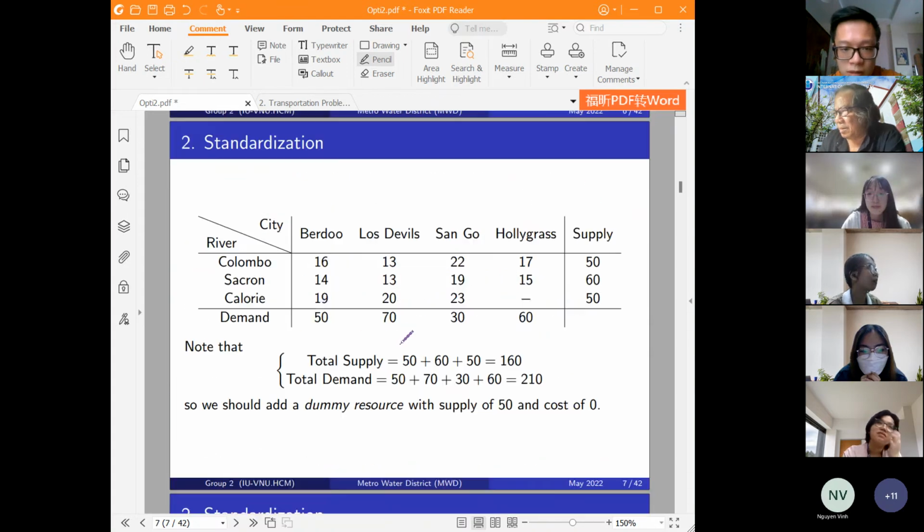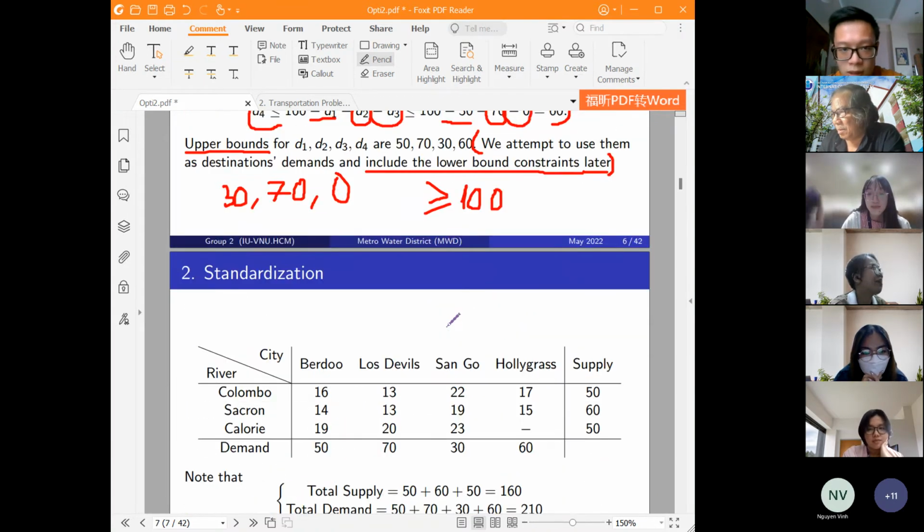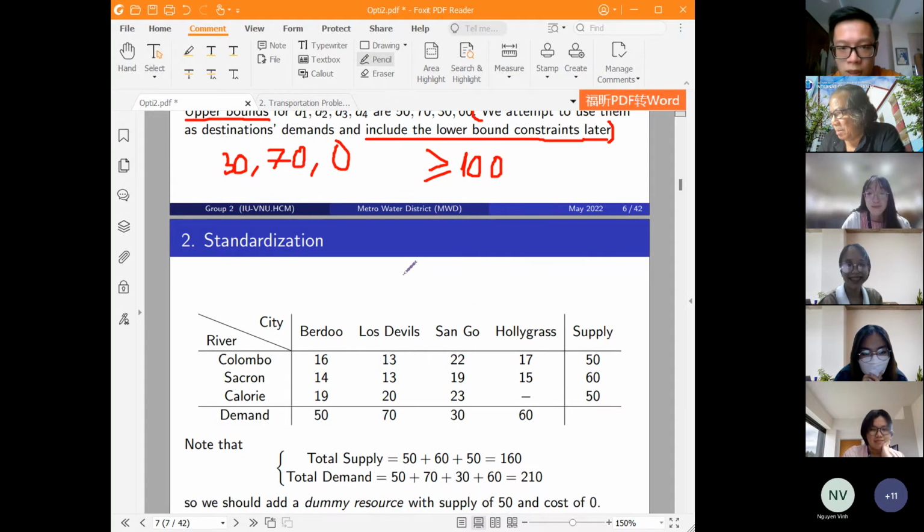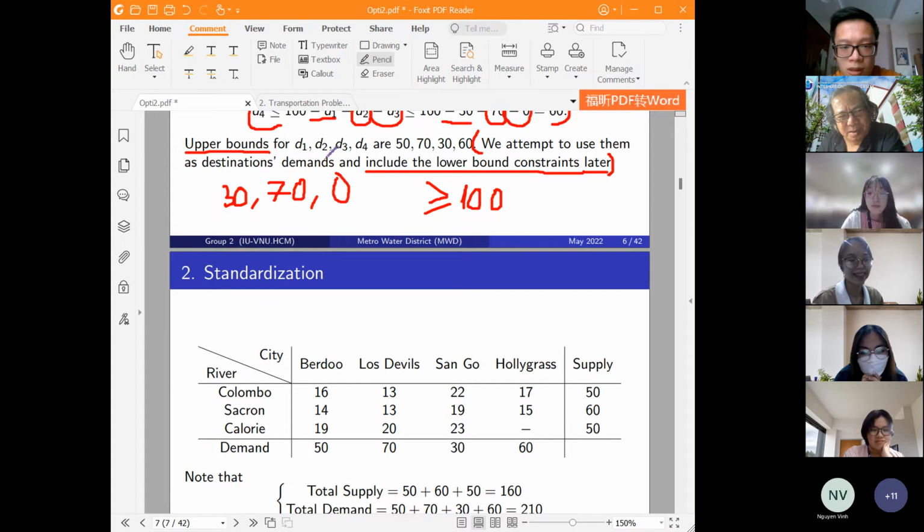transportation simplex method to work, and then we will try to include the lower bound constraint later on. So after we set the upper bound as the demand, we will include the lower bound constraint in the problem and modify it. So its final form will satisfy both upper bound and lower bound.